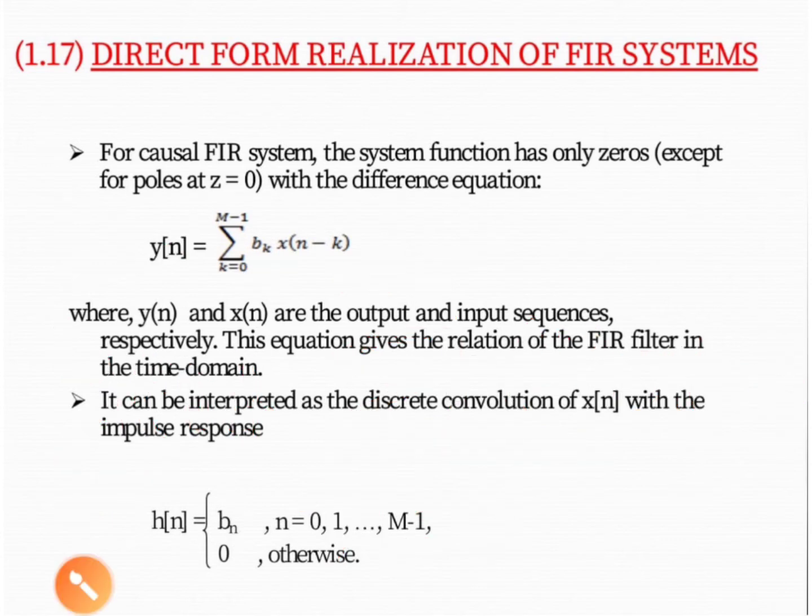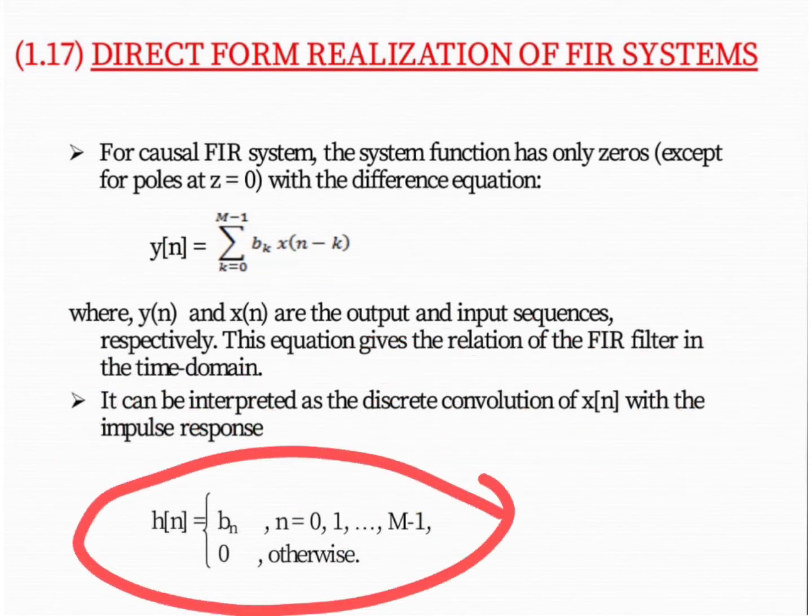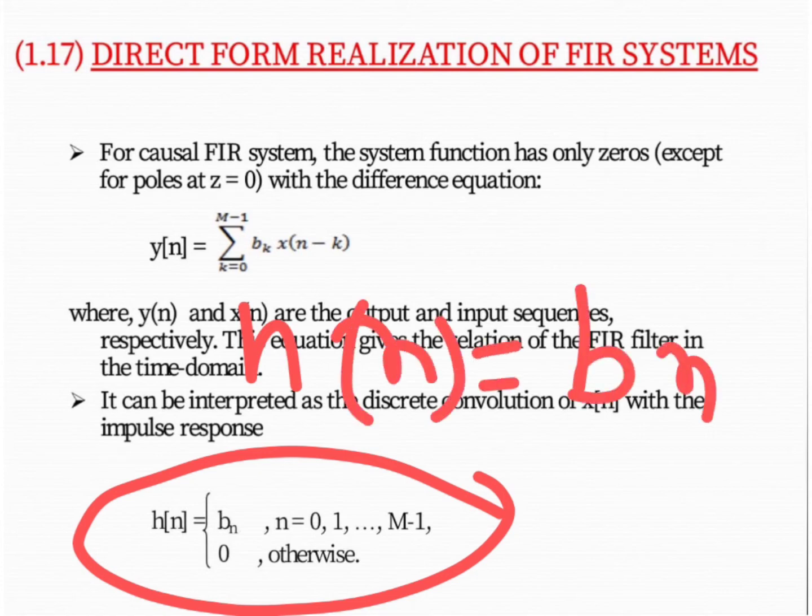As you can see, this expression, on comparing with our discrete convolution formula, leads us to conclude that h of n is nothing but b of n. We took this value as the limit is from 0 to m minus 1. In this way we can have the impulse response in case of discrete convolution if we want to write it like that. Okay, now how to realize this particular FIR system?